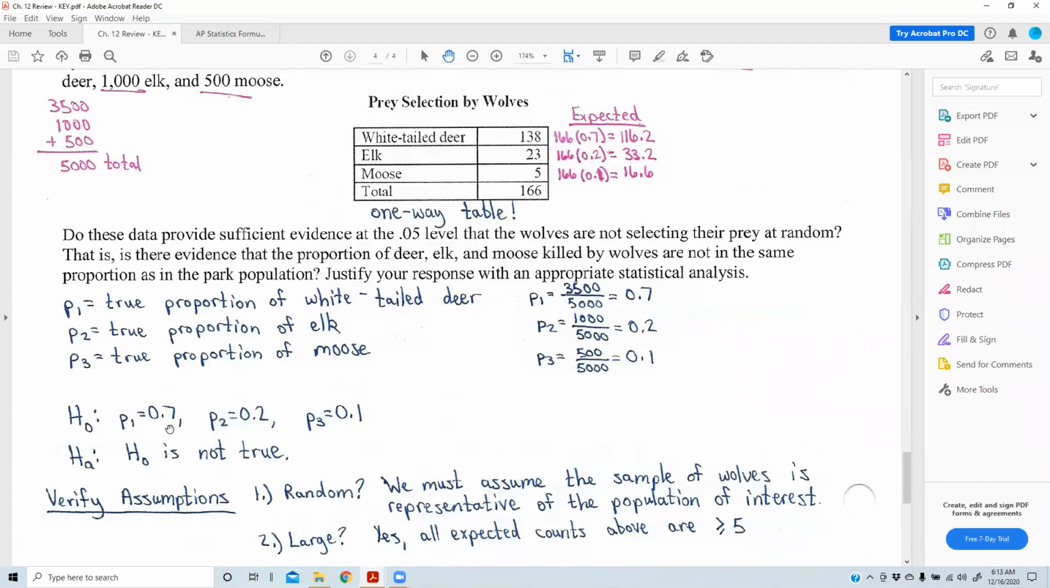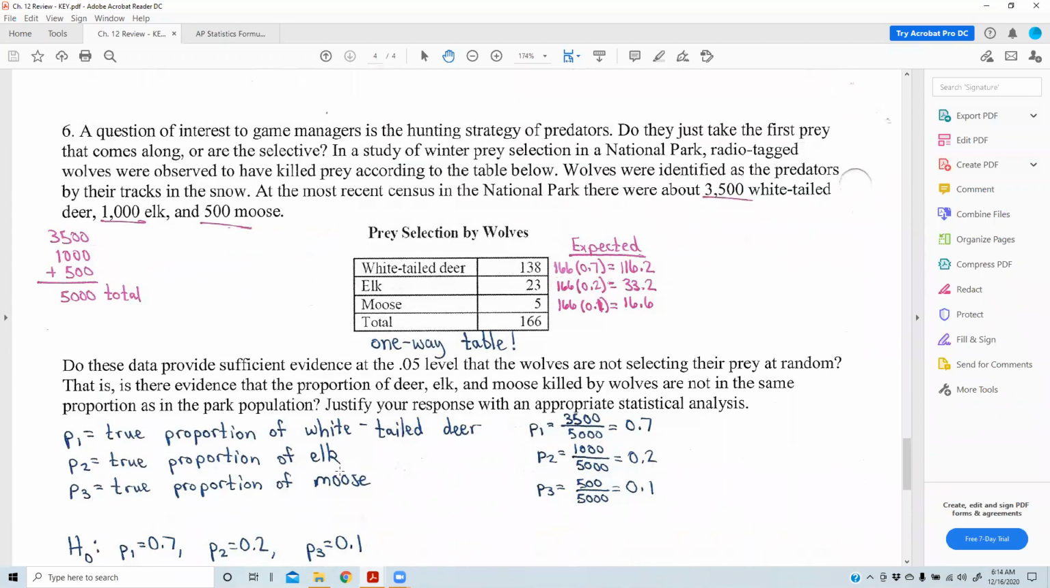So our null is the true proportions. P1 is 0.7, P2 is 0.2, P3 is 0.1. And the alternative is that H0 is not true. So we have to see, is this random? Is it representative? We must assume the sample of wolves is representative of the population, because we're not watching the wolves, we're watching the prey.